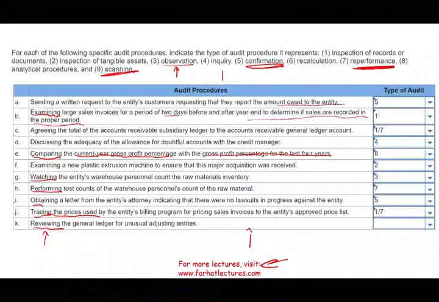Inspection is more like you are really looking at it in detail. Reviewing is basically scanning. Scanning is just an overview. Let's look at it in overview. So when you ask what's the difference between inspection and scanning, scanning is going a little bit faster. That's the difference between the two.